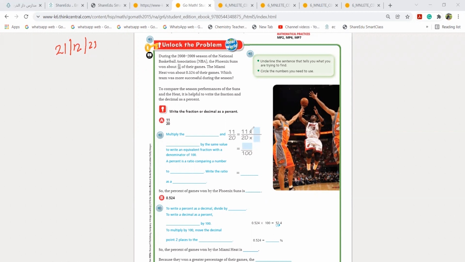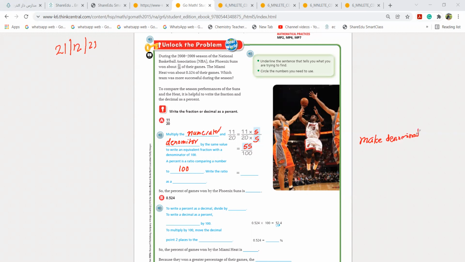Why am I multiplying the denominator with 5? Girls, why do I multiply the denominator with 5, and the numerator too? Because to make everything easy, I need to make my denominator 100. Now, if my denominator is 100 and I multiply 11 times 5, I get 55. So to compare percents, you need to make the denominator 100. Your first step is to make the denominator 100.